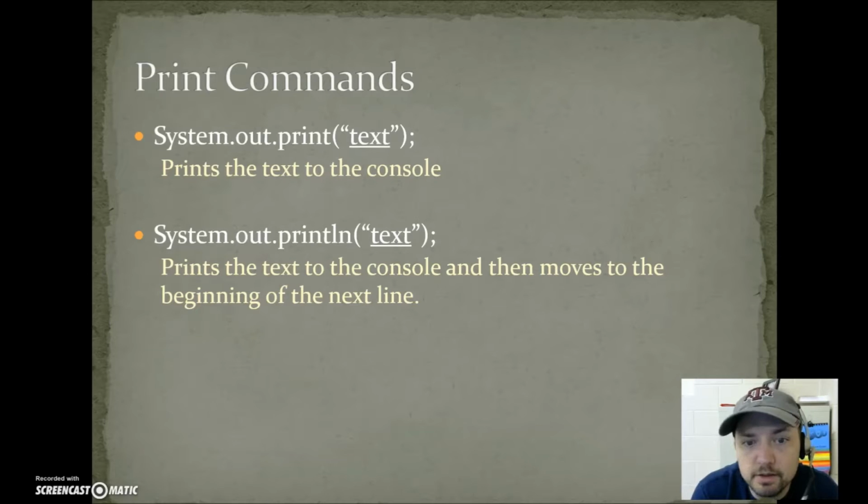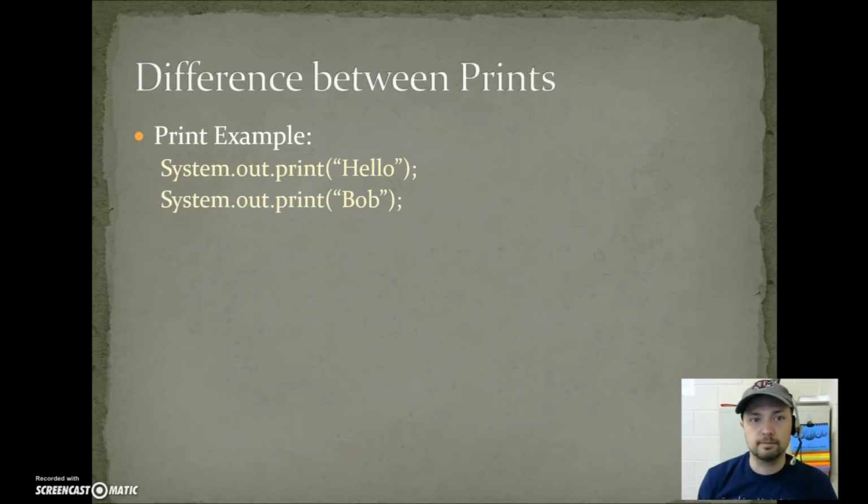System.out.println quote text quote parentheses semicolon. It prints whatever's between the quotes, so the text, to the screen and then presses enter or moves to the next line. So the cursor moves to the next line, so the next thing you type would be below it. So print prints text, print line prints text and then moves to the next line.